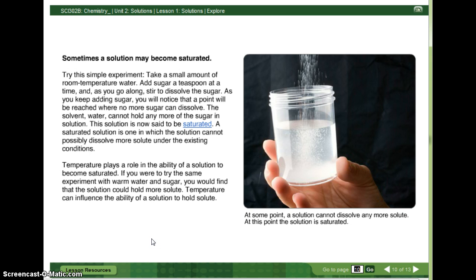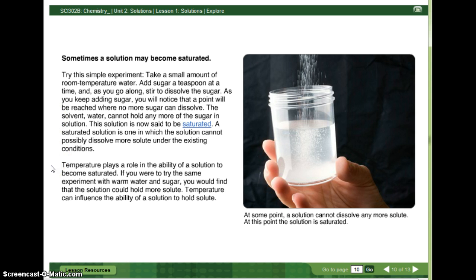Sometimes a solution may become saturated. Try this simple experiment. Take a small amount of room temperature water. Add sugar a teaspoon at a time, and as you go along, stir to dissolve the sugar. As you keep adding sugar, you will notice that a point will be reached when no more sugar can be dissolved. The solvent, water, cannot hold any more of the sugar in the solution. This solution is now said to be saturated. A saturated solution is one in which the solvent cannot possibly dissolve more solute under the existing conditions.